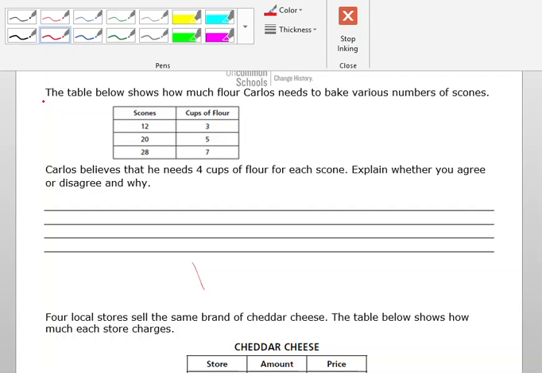Okay? So the table below shows how much flour Carlos needs to bake various number of scones. Carlos believes that he needs 4 cups of flour for each scone. Explain whether you agree. Okay. So my KIB here, I don't ever want you guys recopying charts. So the KIB sort of includes this chart, but it also includes this question, is it 4 cups per scone?